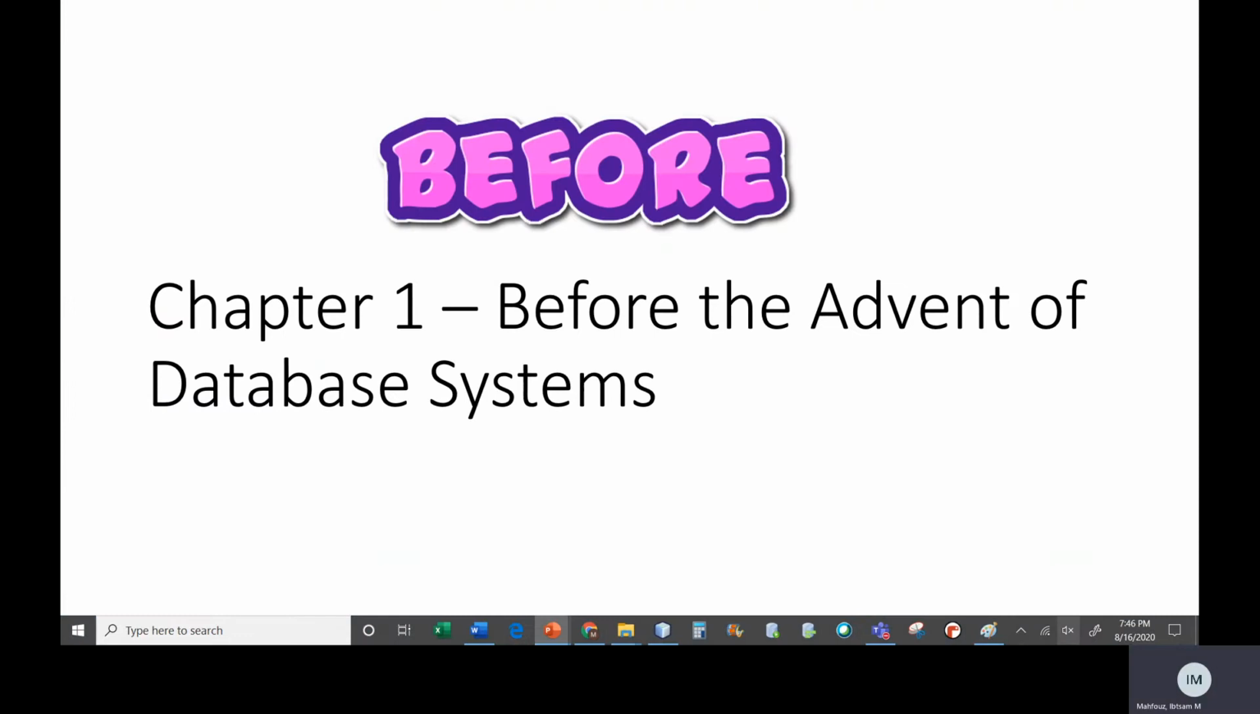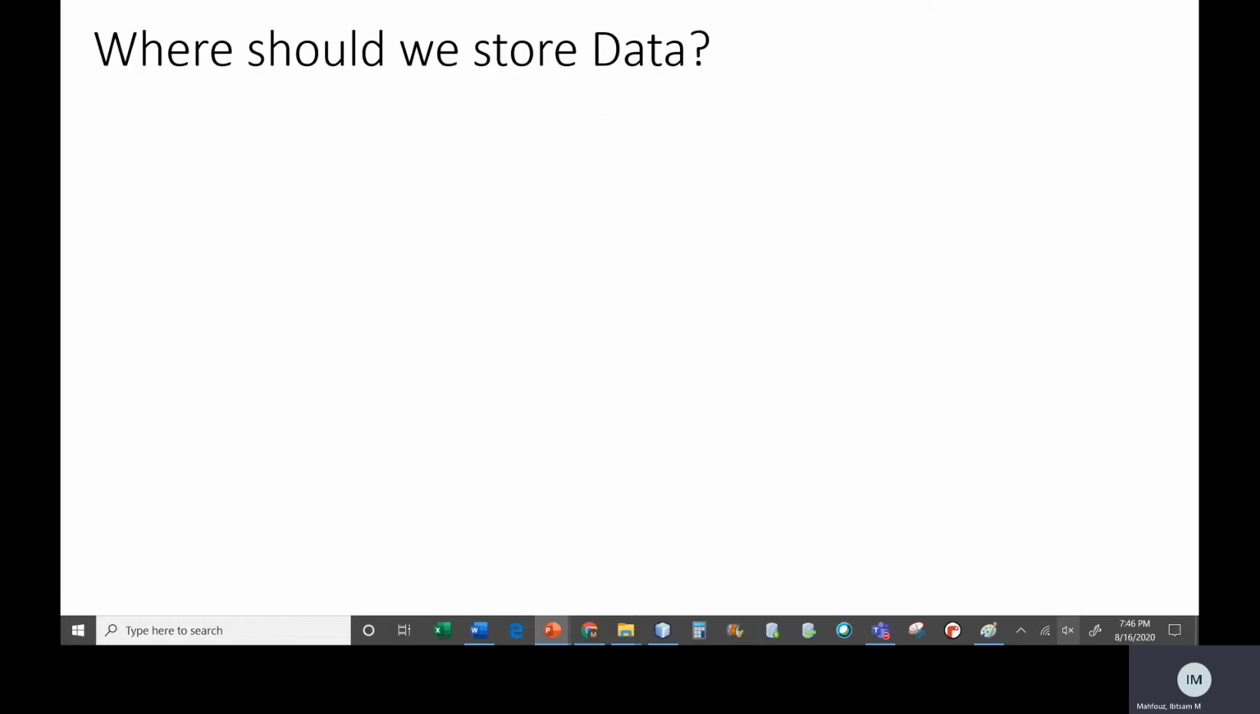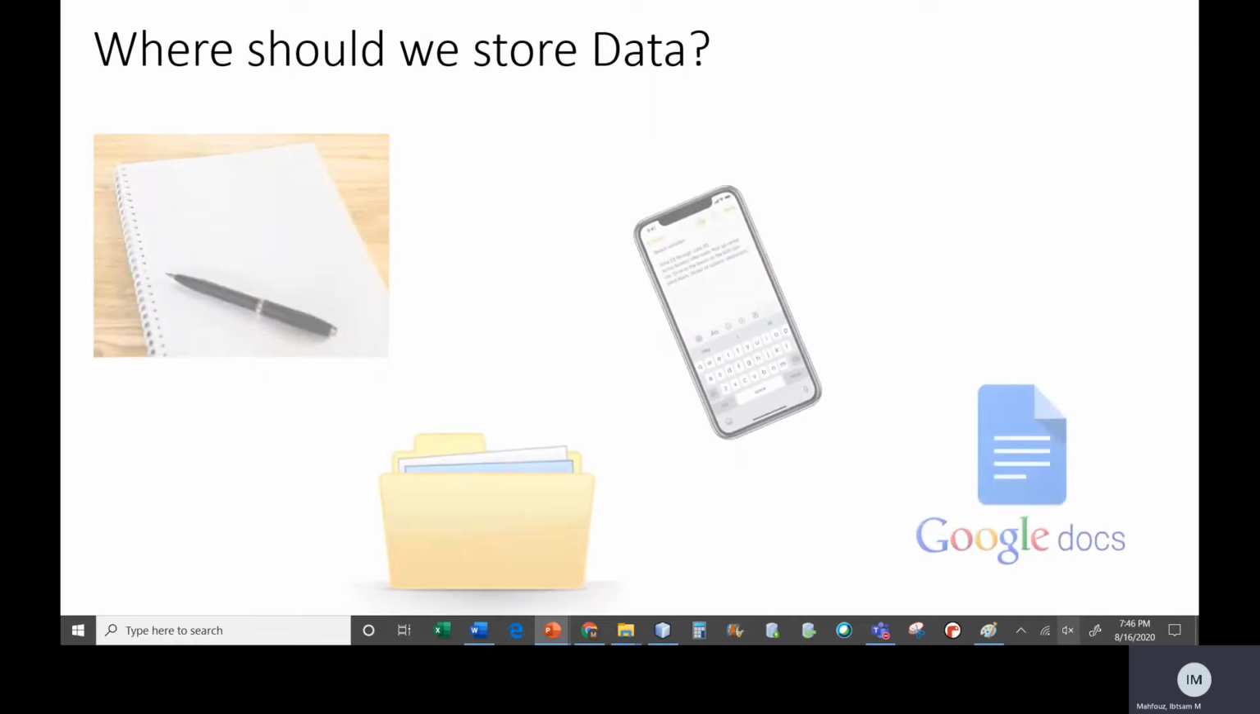So now that you've watched these 2 videos and gotten a feeling of what we're talking about when we talk about database, we want to talk about, first of all, what life was like before database systems. If you don't have a database and you want to store information or data, how would you store it?